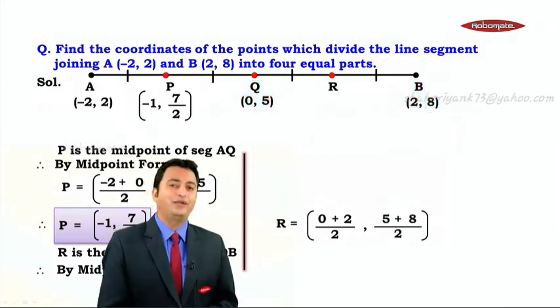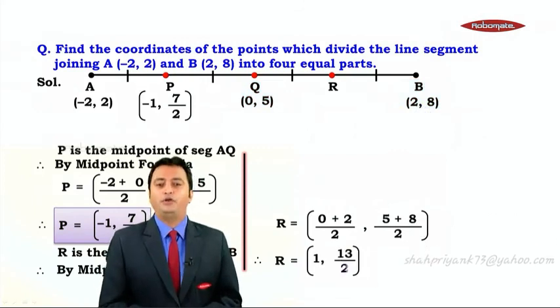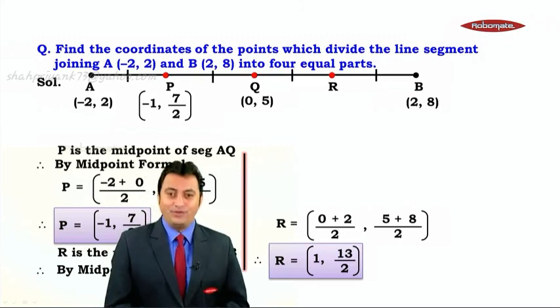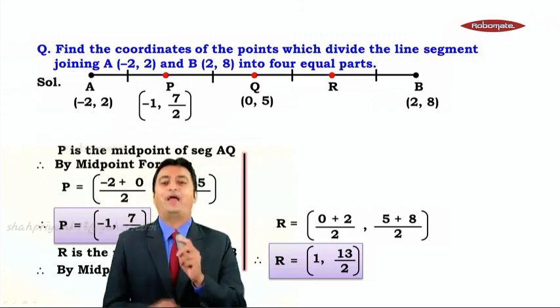So what is the answer? 2 upon 2, that is 1, comma 13 upon 2. That is the coordinates of point R: (1, 13/2). So in this way we calculated coordinates of point P, point Q and point R.